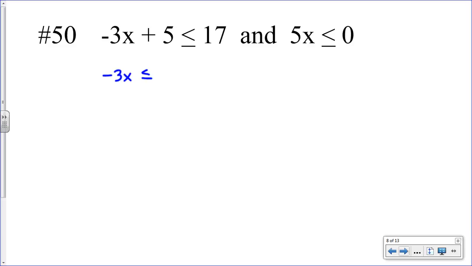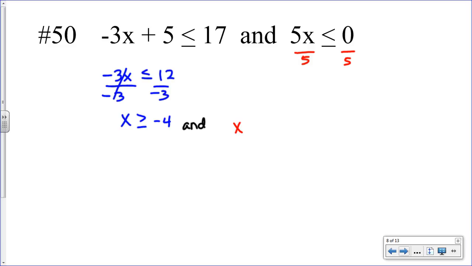So subtract 5 and divide by -3. I divided by a negative, so I have to switch the sign. Here I'm just dividing by 5. What's 0 divided by 5? 0. Okay, 0 is a fine answer. 0 is a real number, so that's okay. We get 0.